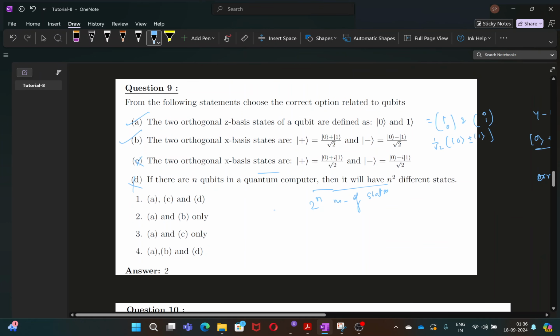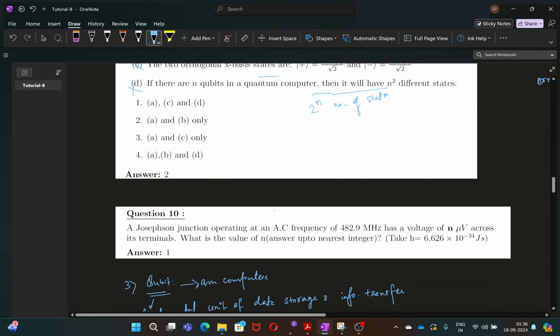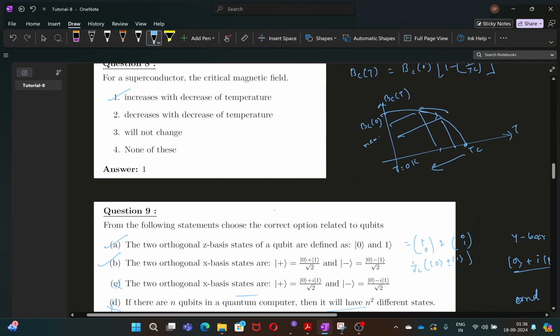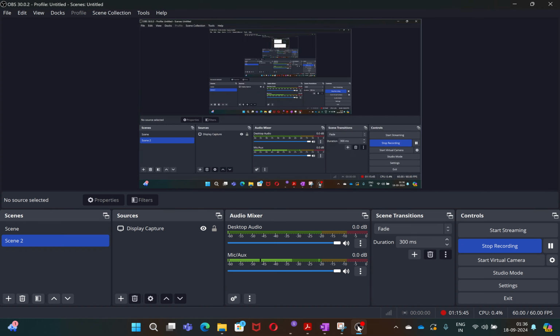Then question number 9 was again about qubits, and their x basis states are given, as well as y basis states. Then question number 10 is again about the Josephson junction and the AC frequency and the voltage, etc. So with this, tutorial number 8 is finished, and this is the final tutorial of this course. So we stop here.